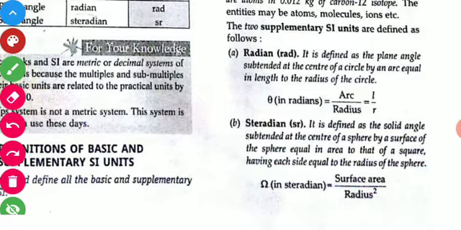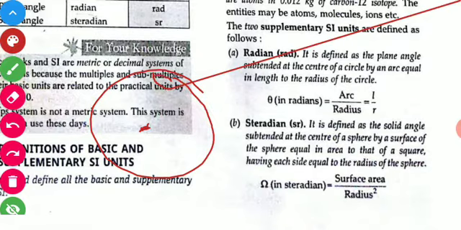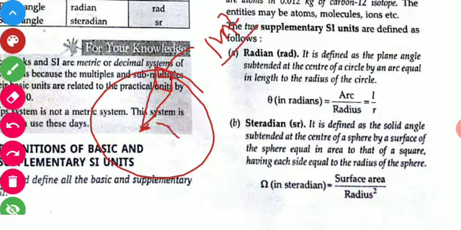So students, solid angle subtended at the center of a sphere means there is any sphere and let this be its center. So what is the definition? According to the definition, solid angle subtended at the center of a sphere by a surface of the sphere equal in area to that of a square having each side equal to the radius of the sphere. So basically, suppose any small area here, and the angle subtended by this area, suppose it be equal to 1 meter square and radius is 1 meter, then the angle subtended here will be 1 steradian.